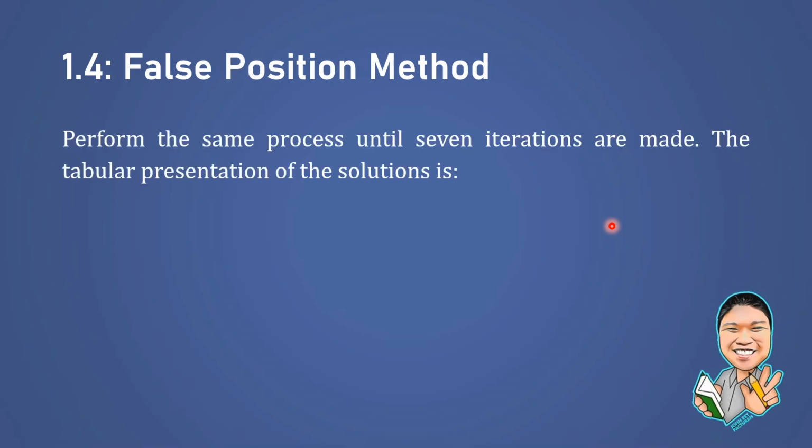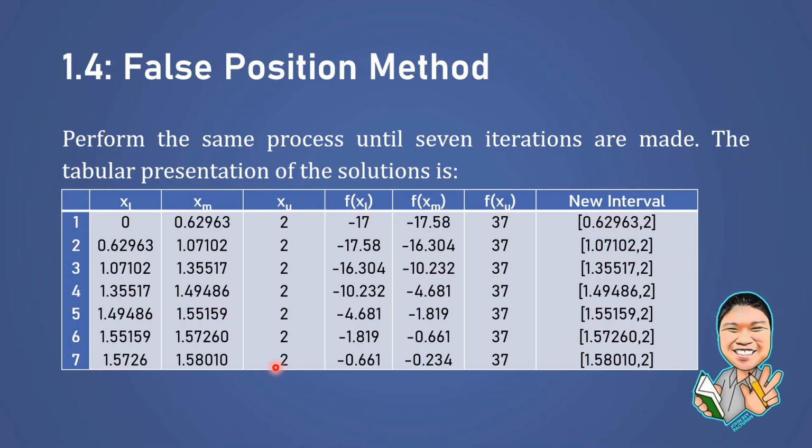So, for the same process, hindi ko na ipapakita yung iteration. Ang ipapakita ko na lang is yung result after 7 iteration. Okay? So, ito na yung magiging result after 7 iteration class. Sa third, 1.07102. Tapos, yung XU is 2. Ang magiging XM is 1.35517. So, yun lang. Then, ito na ang magiging bagong interval. For the fourth, ito ang magiging interval.